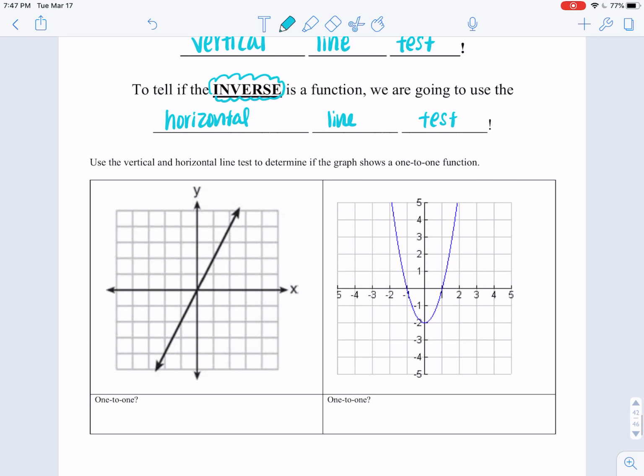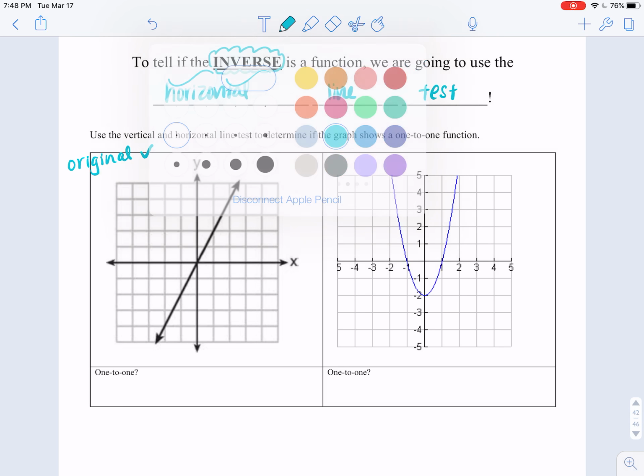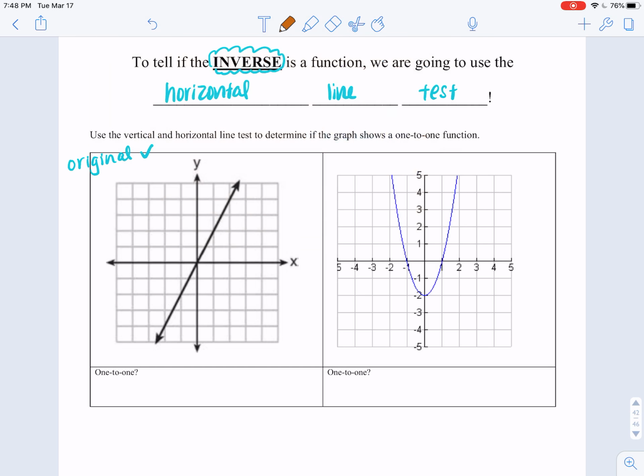Ready for this? So first, let's take a look at this graph and determine if it's a function. If I draw vertical lines, notice that I will always hit this graph at most at one point. So the original graph is a function. I'm just going to write myself a note: original is a function.